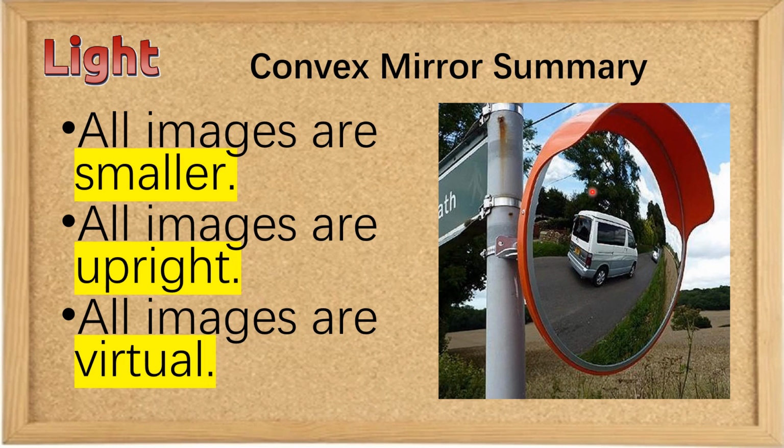So just look at this picture, right? This mirror can be found along the street. As you can see here, the image of the van is small, right? Also, the van's image is upright. And since it is upright, the image here is virtual.